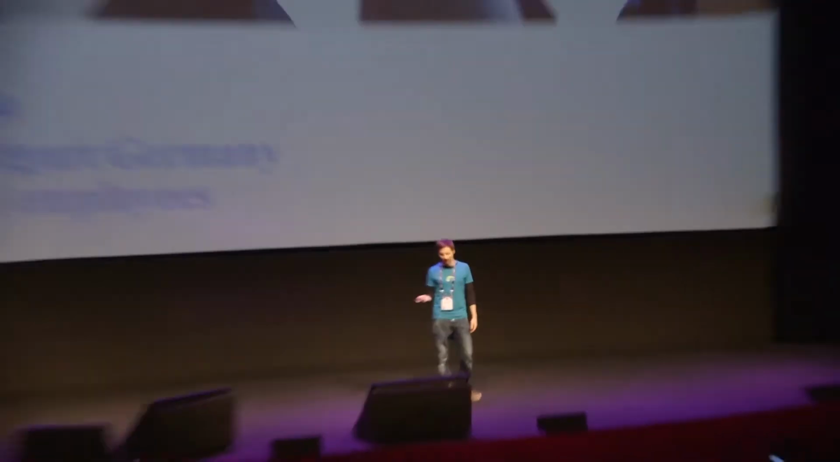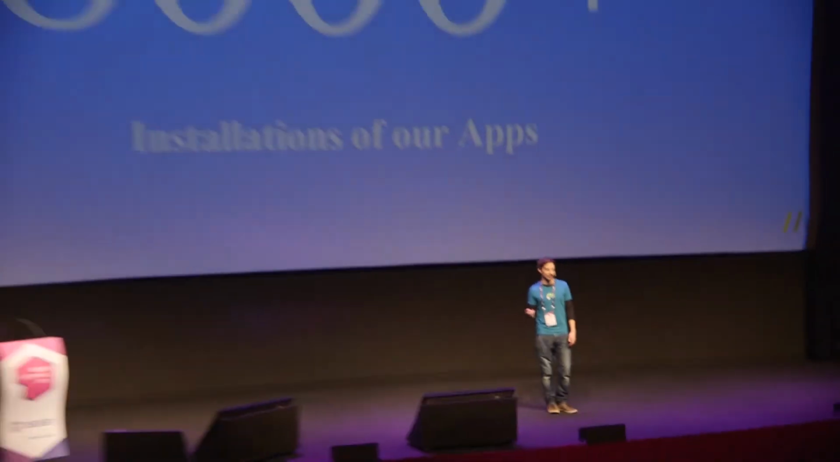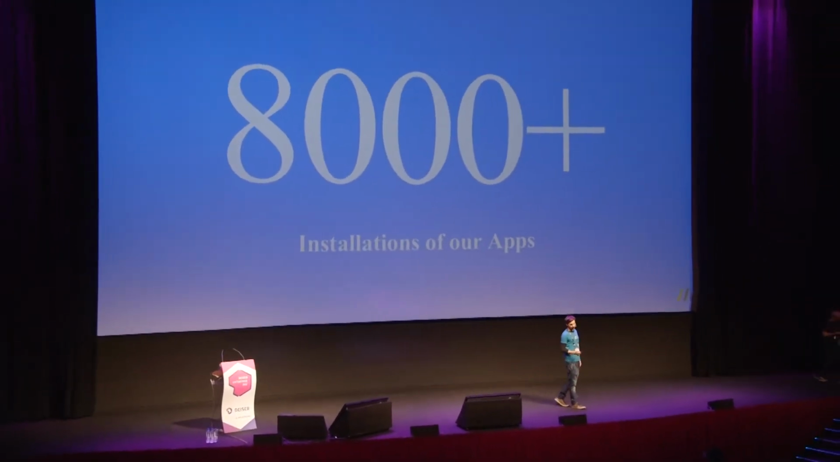So let's get started. We, K15T Software, are based in Stuttgart, Germany. We started developing Atlassian apps back in 2009, and we currently have over 50 employees. We're also an Atlassian verified plugin vendor, and currently we have over 8,000 app installations worldwide.